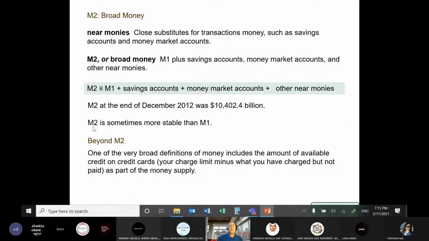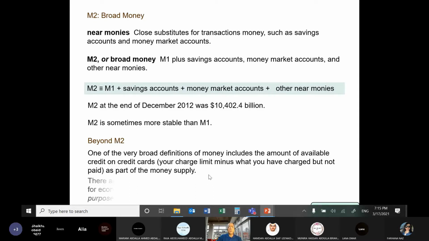And M2 is more stable, while M1 fluctuates. M1 refers to the liquidity in the market. So sometimes we say we have lots of liquidity in the market, and that pushes prices to increase, and we will experience inflation. And sometimes we say there is a lack of liquidity. We don't have money in the market, so there is no pressure on the prices.